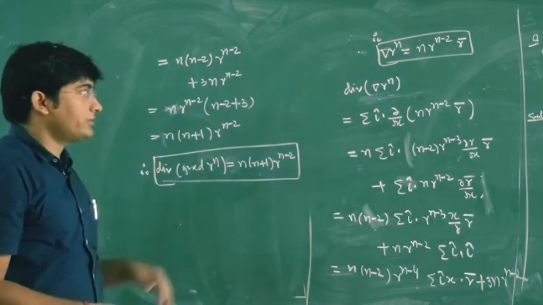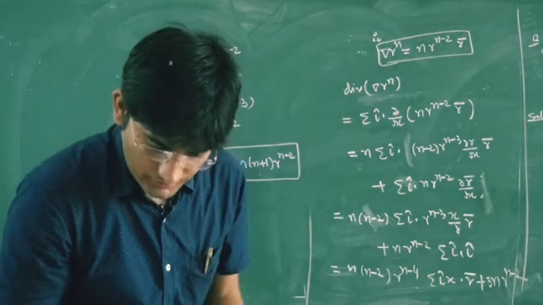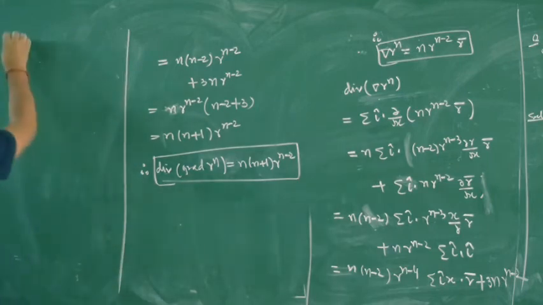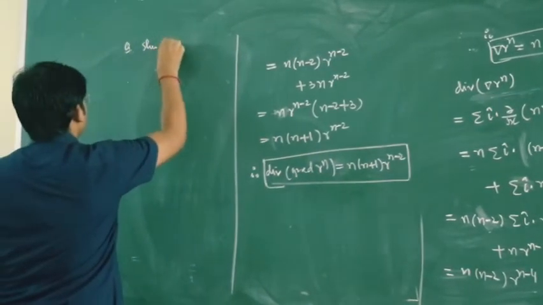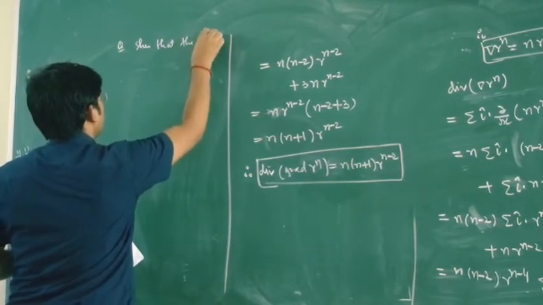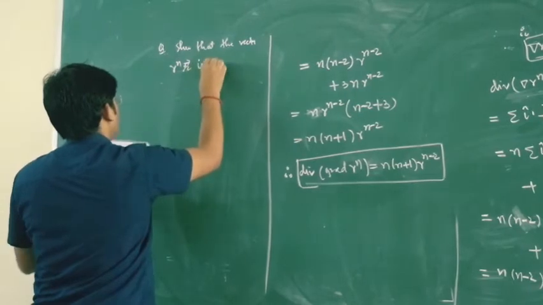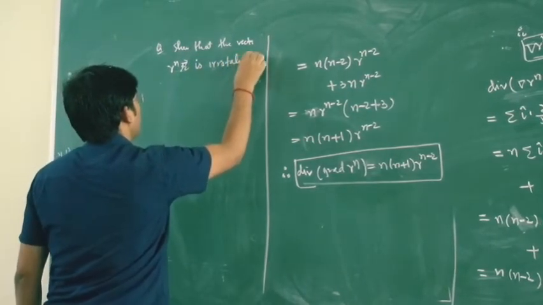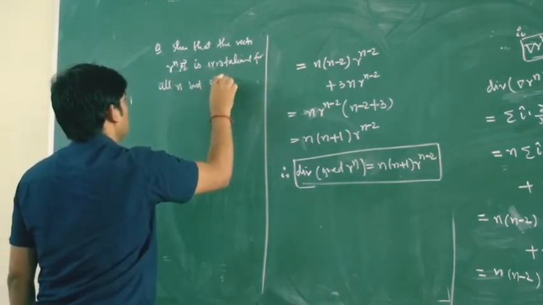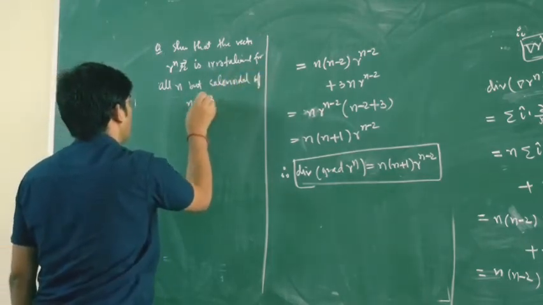So now with the help of this formula, we can put our next question. Our next question is: show that the vector r power n into vector r is irrotational for all n but solenoidal if and only if n equal to minus 3. So solution.